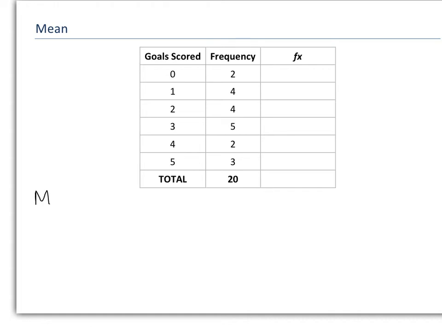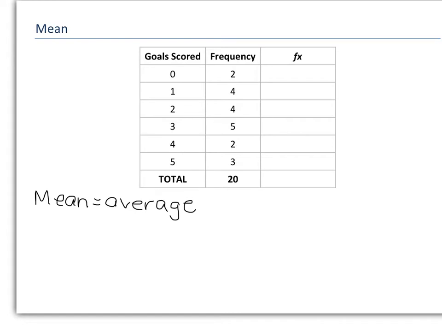The mean is the average number of scores. And this means that I need to add together all of my scores and divide by the total number of scores that have been collected. This is trickier to do when the data is written in a table. We can see straight away that we collected 20 scores in total for the 20 games that the team played.